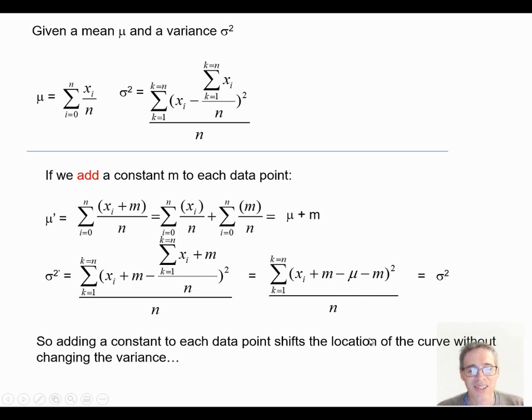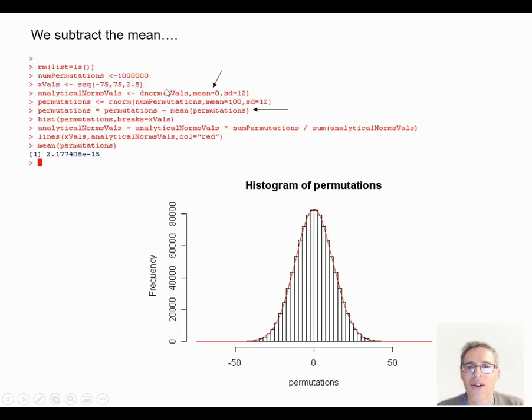So if you add a constant to each data point, you shift the location of the curve without changing the variance, and it's very easy to prove that analytically. So let's go ahead and do that in R for our example exams. So I have my analytical norm here with a mean of 0, standard deviation of 12. I have my permutations. I subtract off my mean permutations here. So I get permutations equals permutations minus mean permutations.